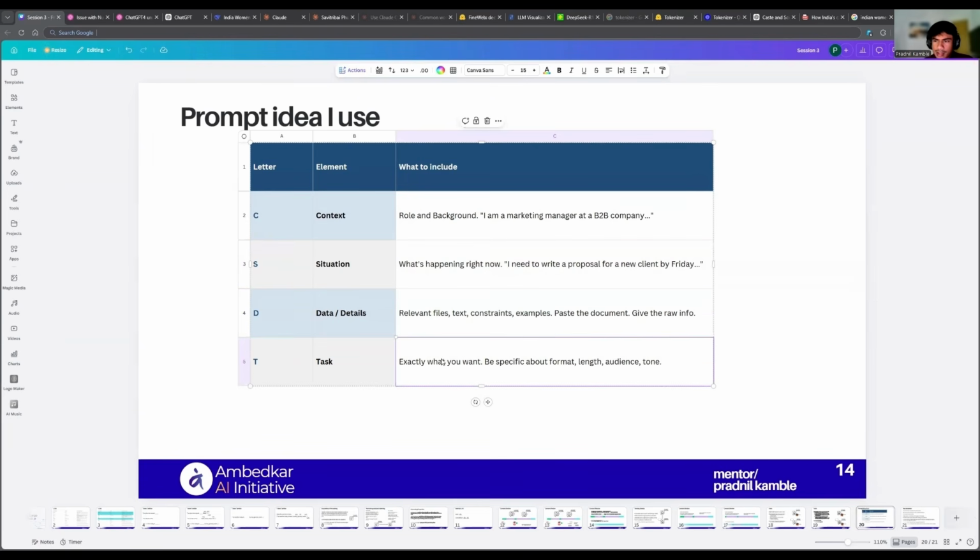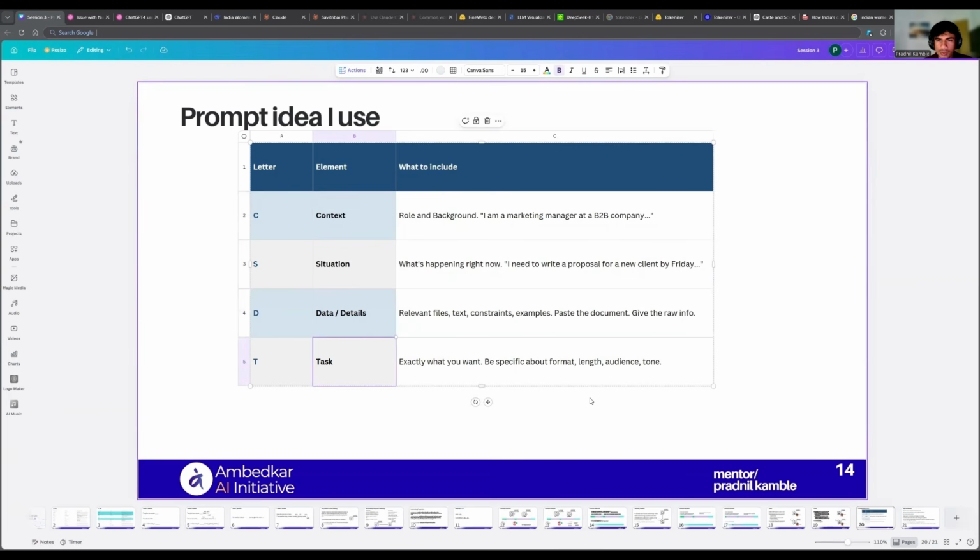And then you can ask it precisely what help you want out of this particular model. I think this is a nice way to structure a prompt inside ChatGPT or Claude or any LLM as such. So you can start with context, then give a situation and then data, and obviously be precise about your task.